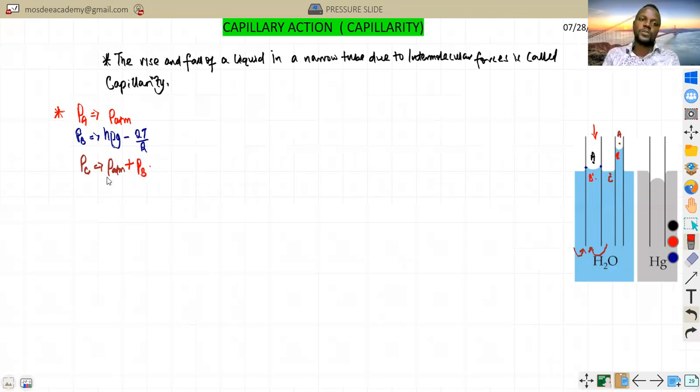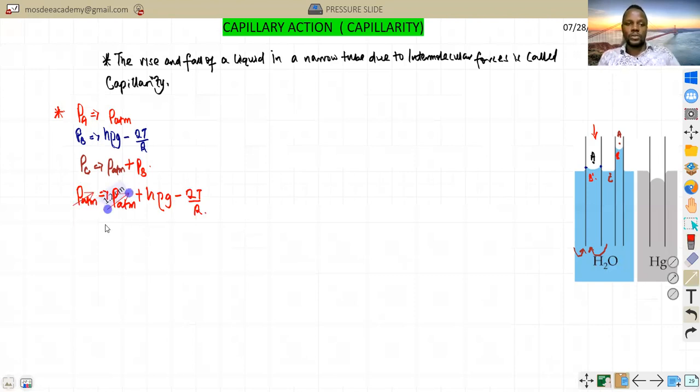Directly I can substitute my parameters and say the pressure at C, which is the same as atmospheric pressure at the beginning, is now equal to atmospheric pressure plus the pressure at B. I'm substituting the parameter you have here: H rho G minus 2T over R. Wonderful. What happened? P atmospheric gets cancelled out as usual. Let's change to black. So you can say this will cancel. I hope you know the mathematics as well.